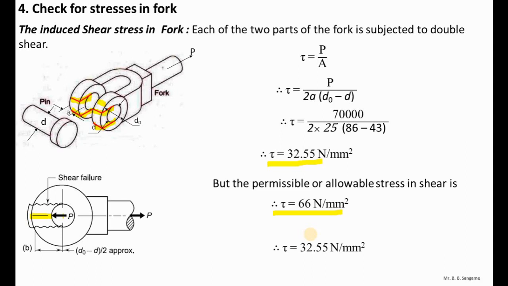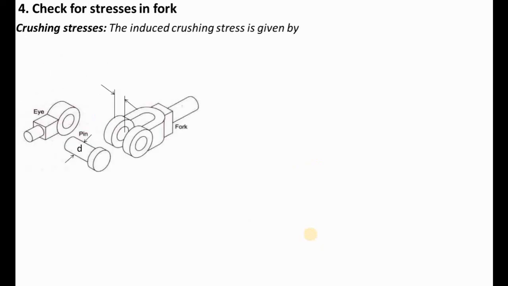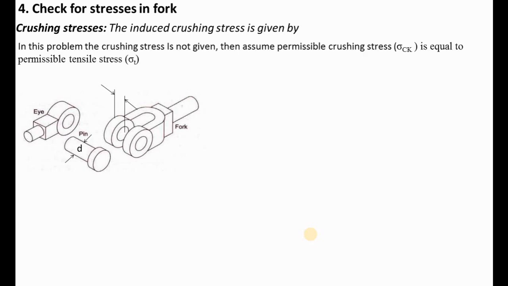Like this, you have to calculate every dimension and check whether it is safe against failure of the eye in shear and tension or not. So next is the check for stresses in the fork, meaning I am going to check the crushing stress also. Already in the design procedure I have discussed that when a force of magnitude P is applied on the fork end, there is a possibility of crushing failure of the outside diameter of the pin or the inside diameter of the hole of that particular fork.